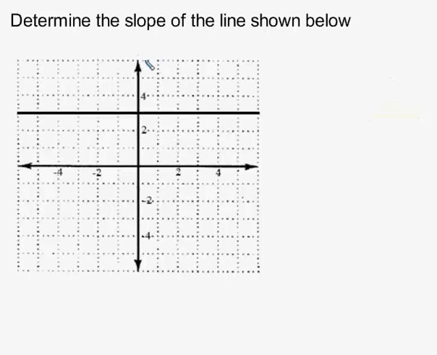Here we're given the graph of a line and we are to determine its slope. Here are a few ways to do that. You may know that if you have a horizontal line, the slope is 0, and that's the answer to the question. If you want to see an explanation, there are a couple of ways of doing it.